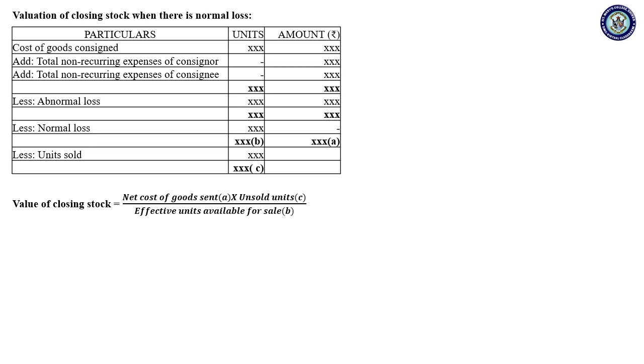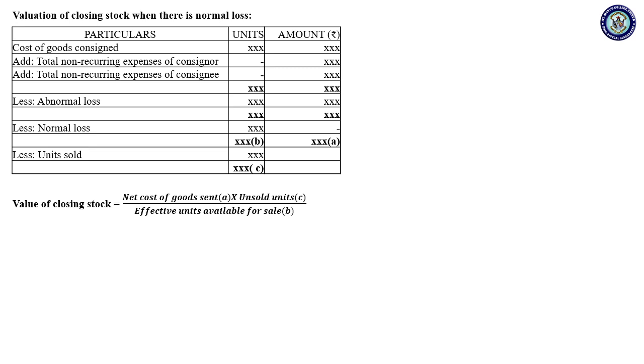When I was explaining the theory, I stressed this point many times. I repeated it because you have to take only non-recurring expenses, since they increase the value of the goods. This applies to both the consignor and the consignee. So you will get the total. From that you have to deduct your abnormal loss. So first you have to calculate the abnormal loss. The format will be dictated in the next slide, so you just copy this.